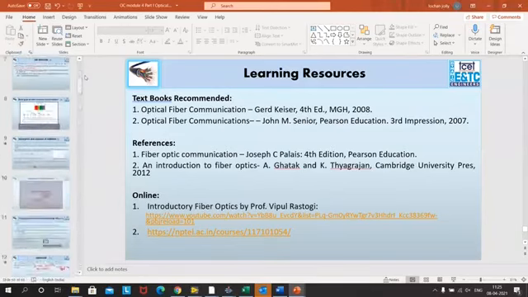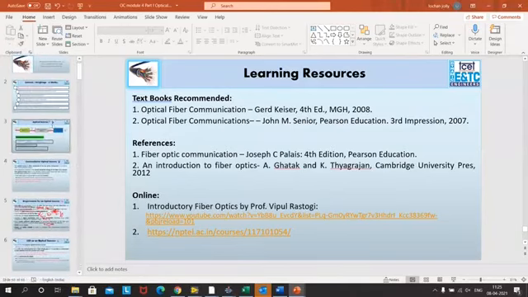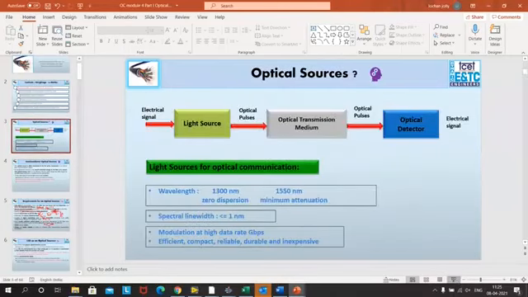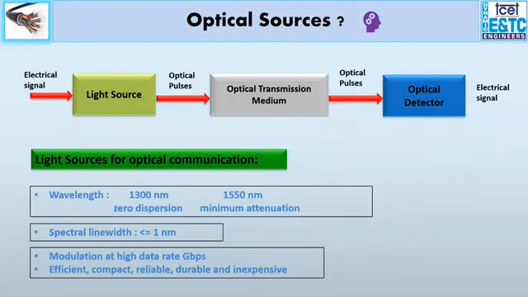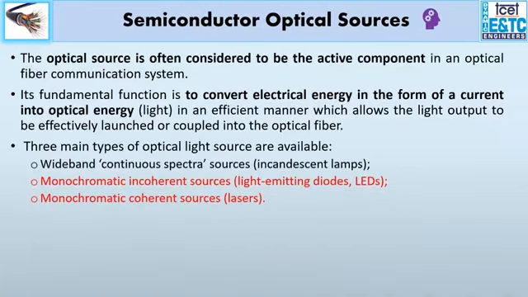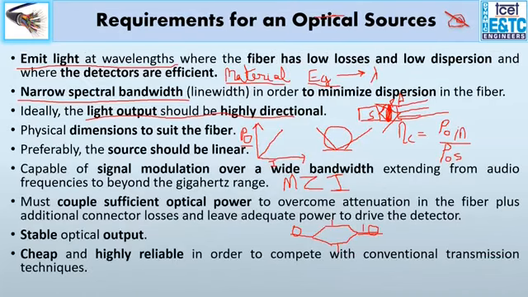So quickly going through what all we did today, we looked into the requirements from a source. The sources that we use for optical communication are LED and lasers. What are the design considerations for making a good source? It should emit the light at the wavelength of consideration. It should have a narrow bandwidth, be highly directional, and the dimensions should match the fiber.